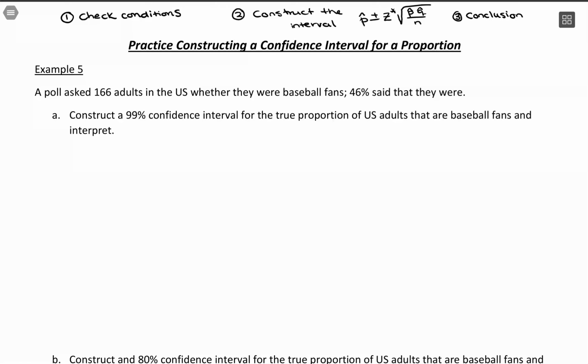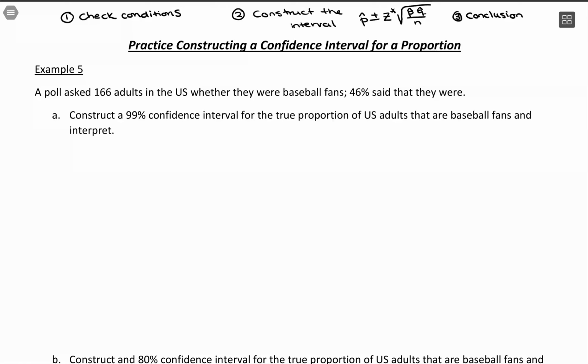Now we have to go through all of these steps. We can't leave anything out. We have to check conditions because it's proof that we can even do this. We have to show our work for constructing the interval, and then we need a full sentence answer to really tie together what we found and making our claim about what's occurring in the population.